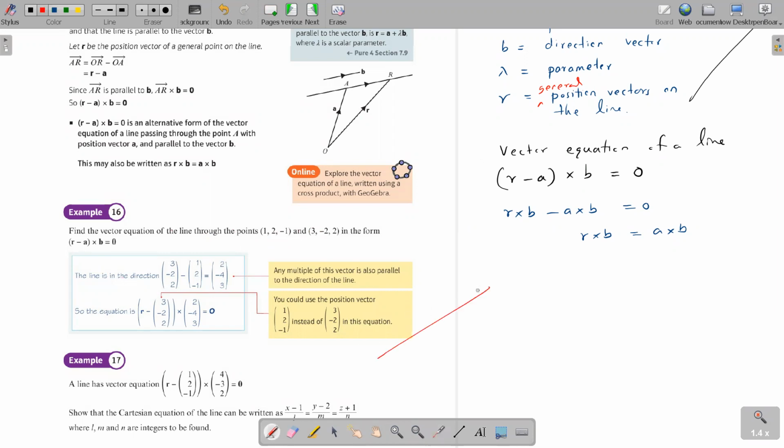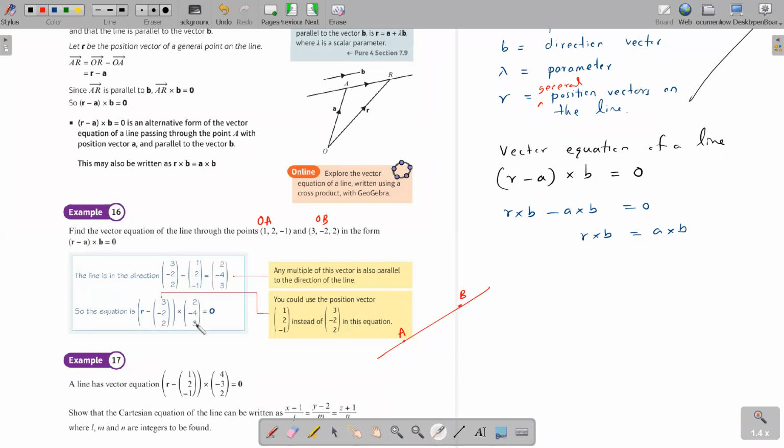So this is your line. They have given you two coordinates. Let's say this is coordinate A, and this is coordinate B. So OA and OB are given, and you need to find AB. So the direction vector will be AB. Can you all understand? So you have to get the direction vector AB, and then you can use it in the formula (r minus a) cross b.